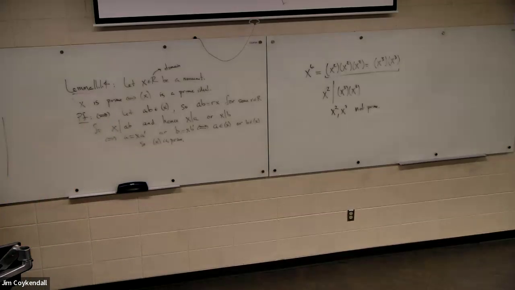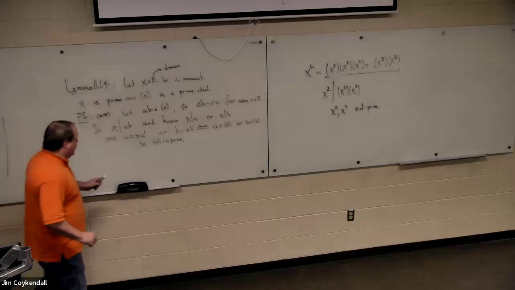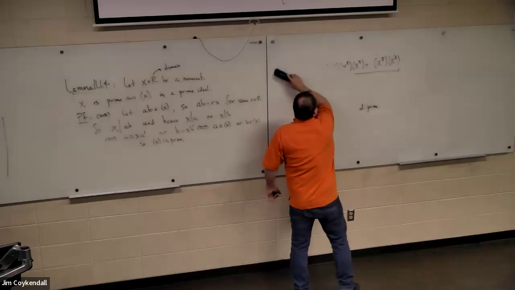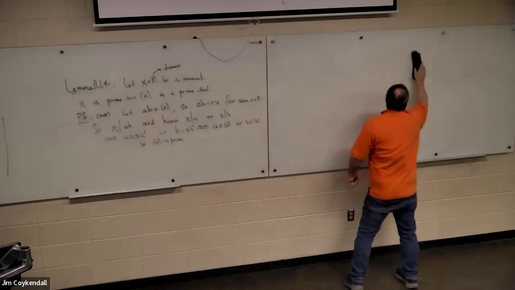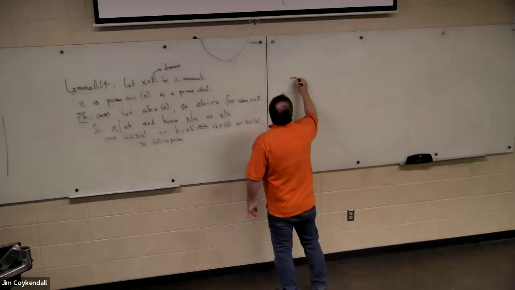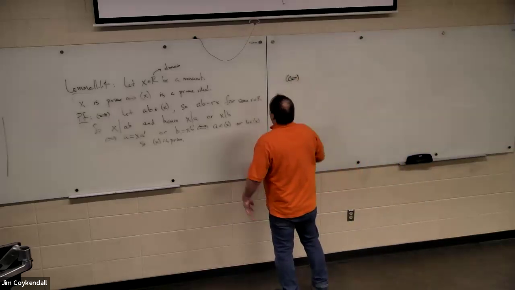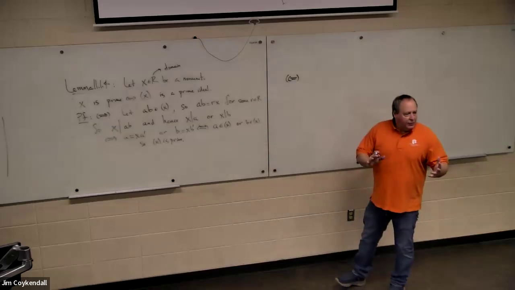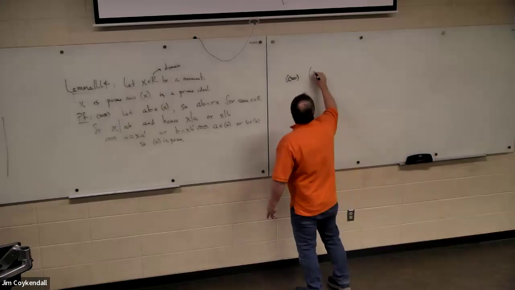So we've shown that if the element X is prime, the ideal generated by X is prime, and the converse is just almost doing this in reverse. So now I'll go through that detail here. On the other hand, we want to assume that the ideal generated by X is prime.